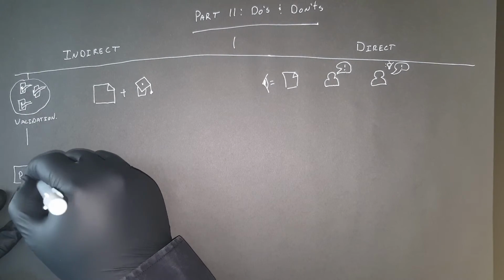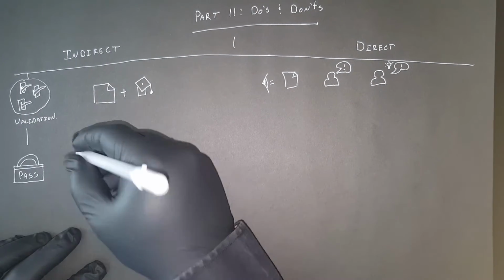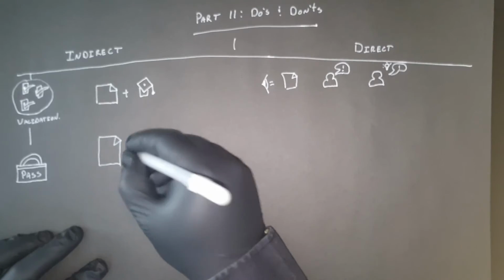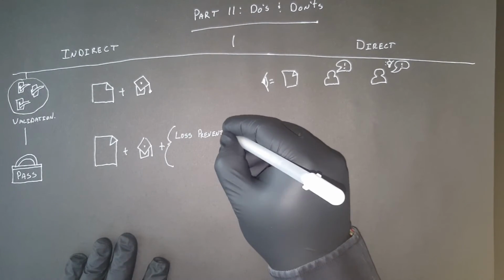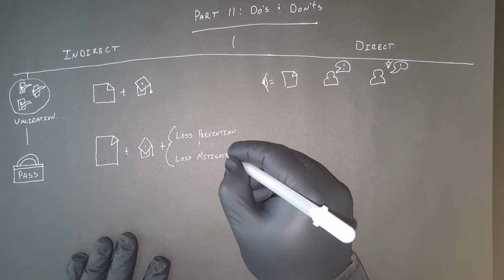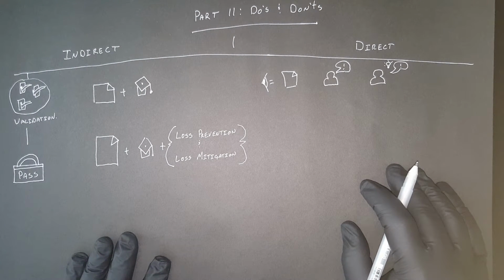Now, let's talk about security. On the indirect side, we must establish procedures and education for both loss prevention and loss mitigation. That is, we define what is acceptable and not acceptable behavior for authentication and what to do if anything goes wrong and authentication is compromised.